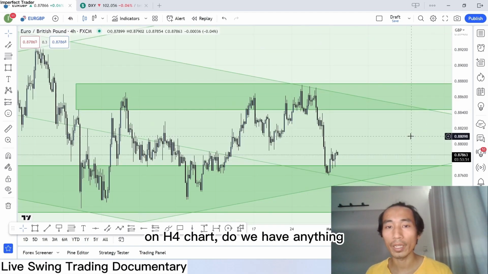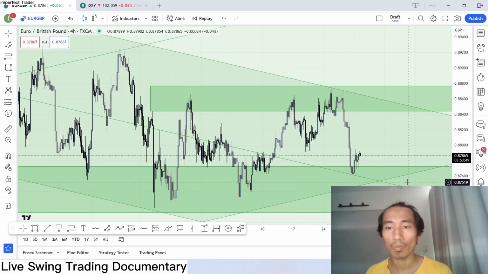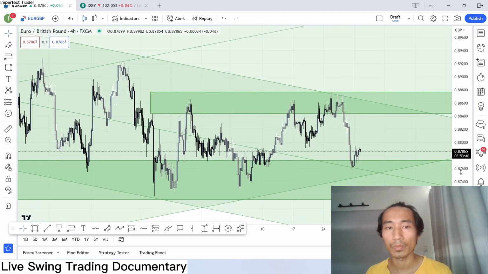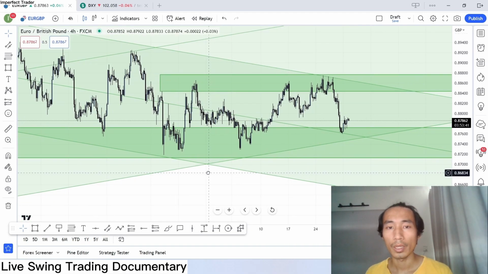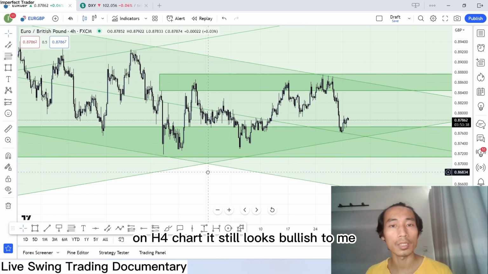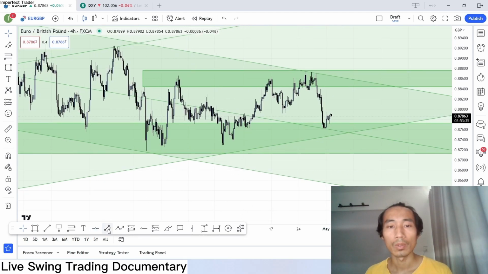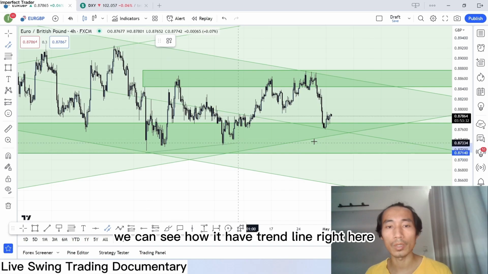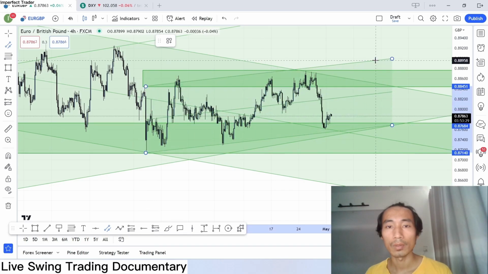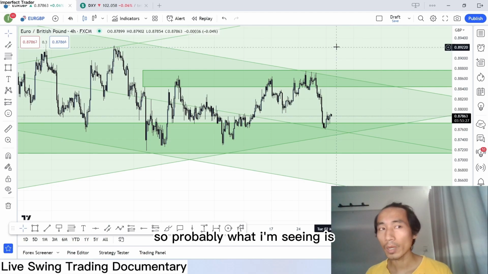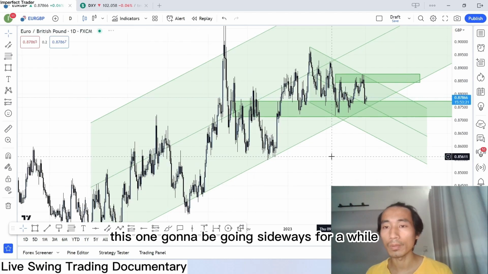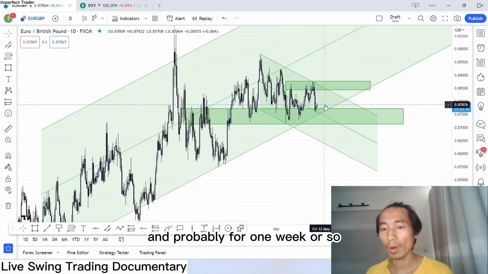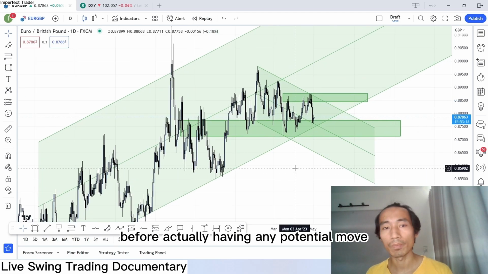On 4 hour chart, do we have anything? Yeah, on 4 hour chart, it still looks bullish to me. We can see how it has a trend line right here. So probably what I'm seeing is this one is gonna be going sideways for a while, probably for 1 week or so before it actually has any potential move.